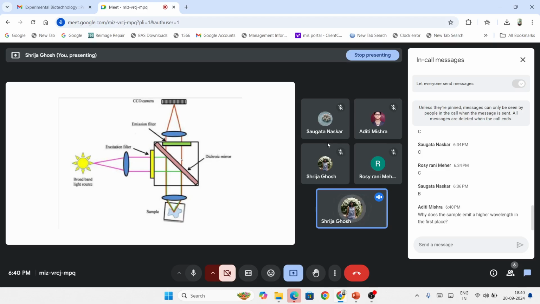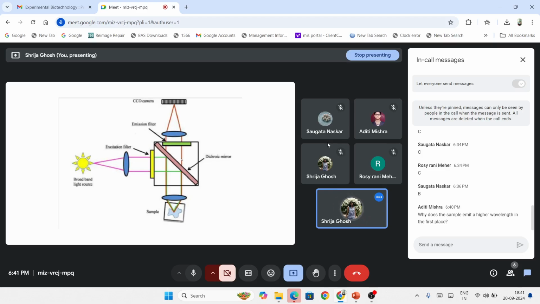Why does the sample emit a higher wavelength in the first place? It's a property of fluorescence. If you read about fluorescence, you will see that any sample that exhibits fluorescence can emit a higher wavelength of light when excited by a particular wavelength. So if it's a green fluorescent sample, if you excite it with blue light, it can emit a green light. Okay, so that is the principle behind fluorescence.